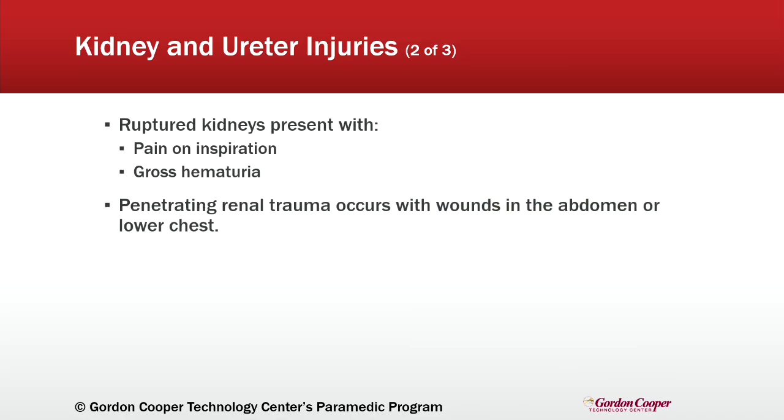A ruptured kidney presents with pain in the abdomen and flank areas when the patient breathes in, as well as gross hematuria, which is visible blood in the urine. Penetrating renal trauma from gunshots or stab wounds to the abdomen or lower chest should be treated with a high suspicion of significant injury. This type of trauma is likely to be associated with injuries to the liver, lung, and spleen as well.